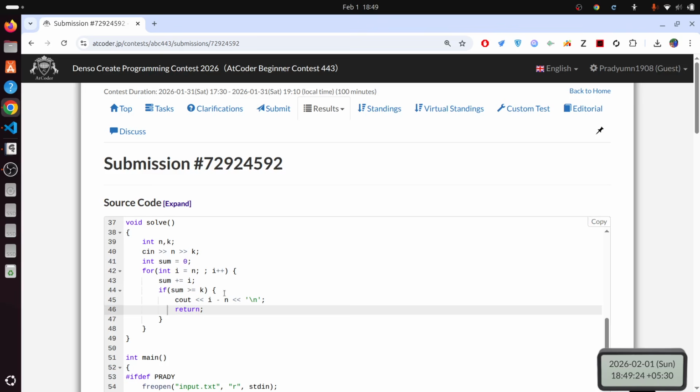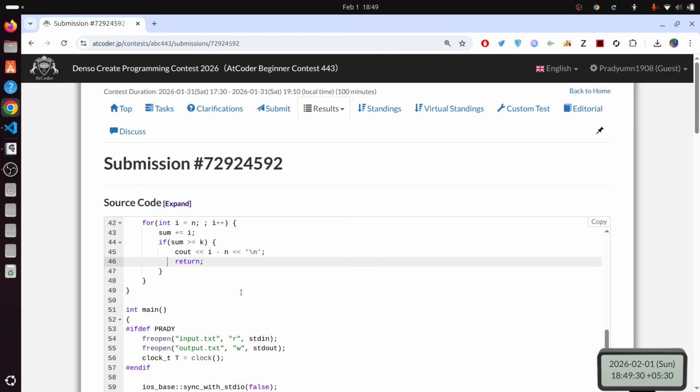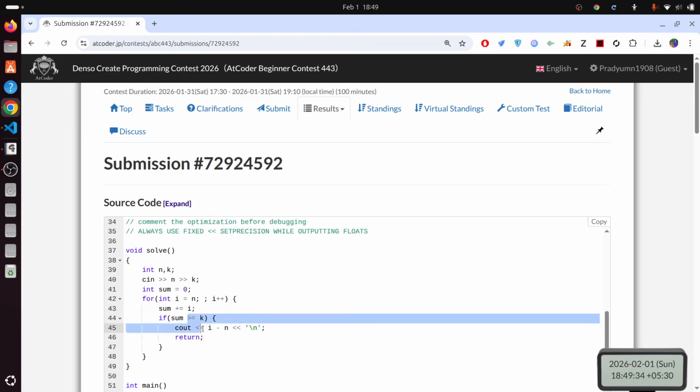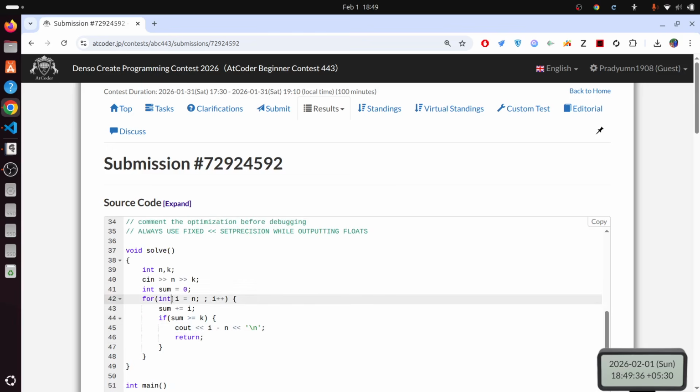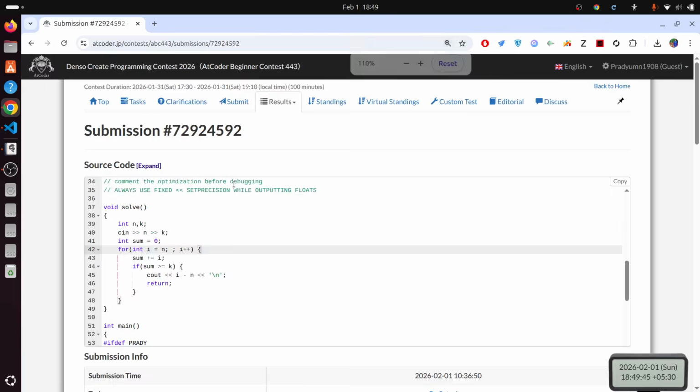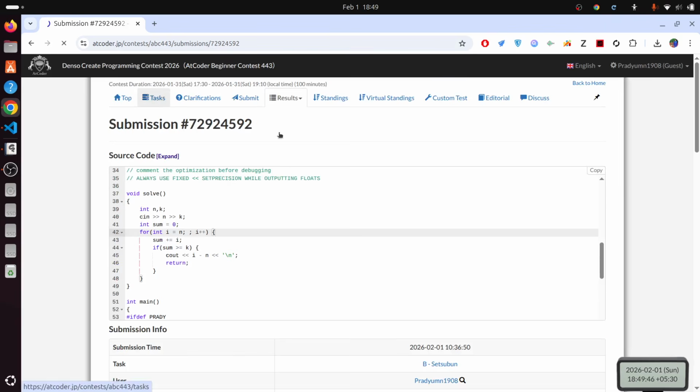Okay. So it will stop the loop right here after finding this and printing, and this for loop will only go up till root k time, order of root k, right? So yeah, that's the solution for B. Let's go on to C now.